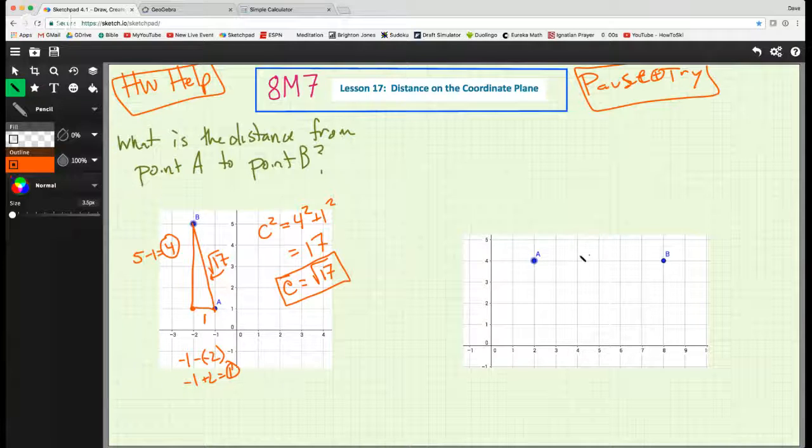Okay, and now this one here, we don't need the Pythagorean theorem.